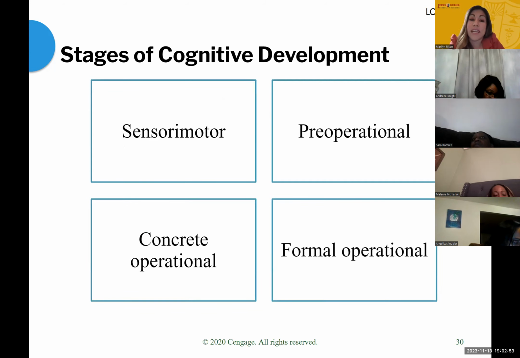So now we have some stages of cognitive development. We have the sensorimotor stage, the preoperational stage, the concrete operational stage, and then the formal operational stage.